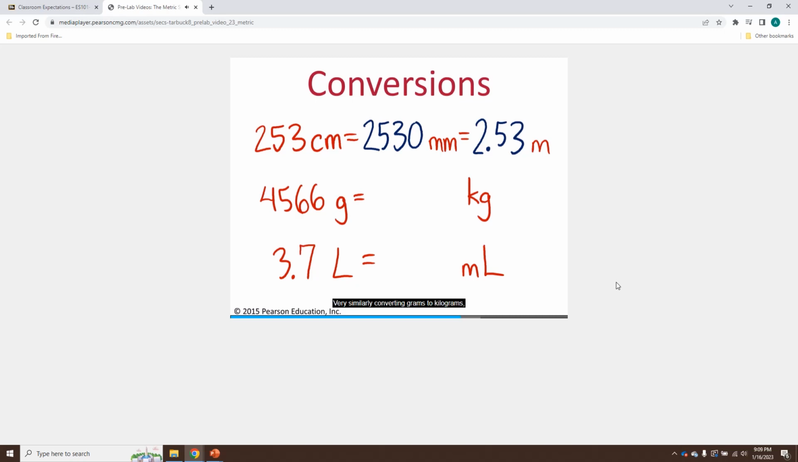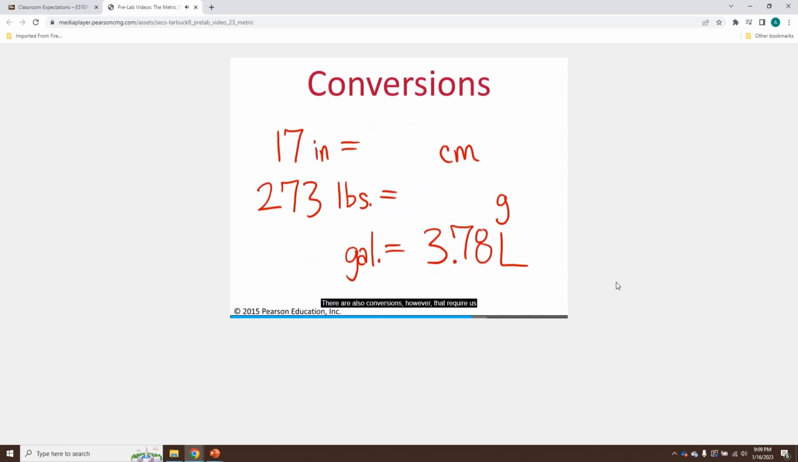Very similarly, converting grams to kilograms, we simply slide the decimal place over by 3 units, so 4,566 grams is the same as 4.566 kilograms, and 3.7 liters is the same as 3,700 milliliters.